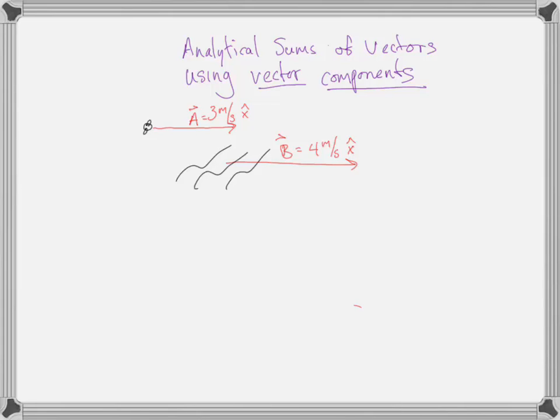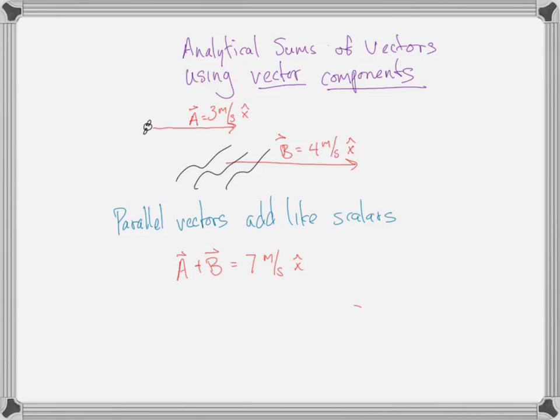In order to figure that out, we had to add those two vectors. But we were able to add them easily because they're pointing in the same direction. Right? A plus B points in the same direction, so we can add them like scalars. The sum still points in the x direction, but because they're both pointing in the same direction, we could just add them up. How did I know I could do that?